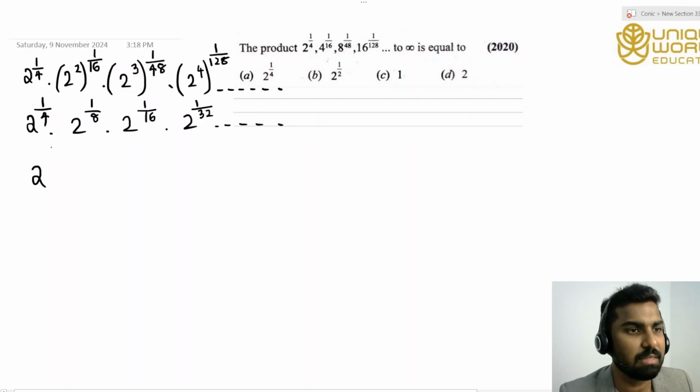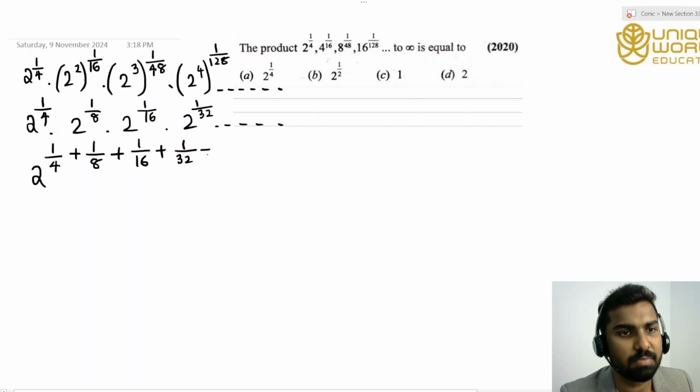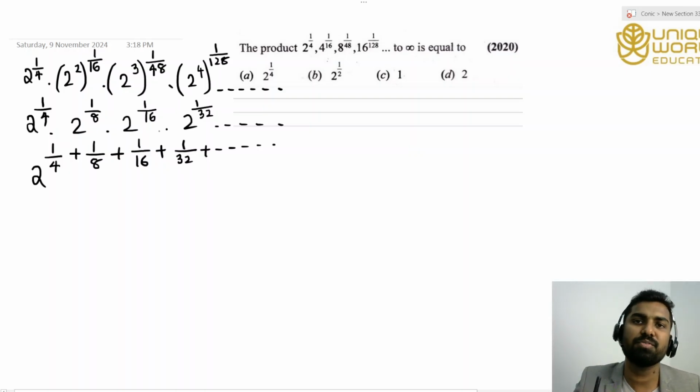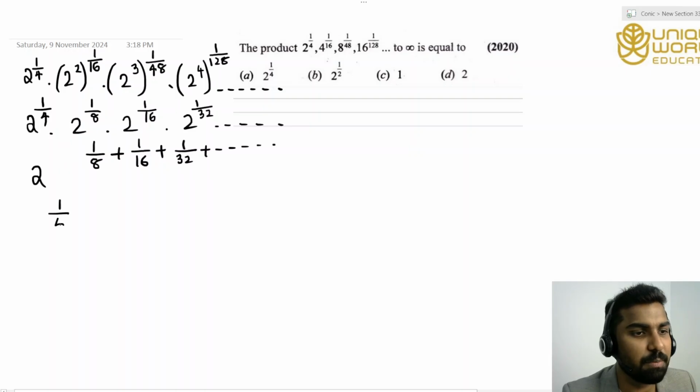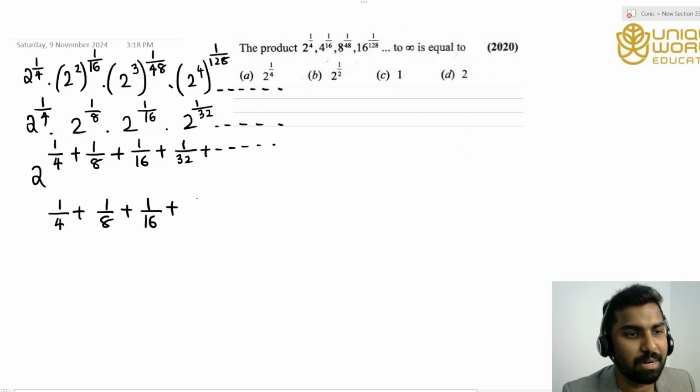2 to the power, this will become 1 by 4 plus 1 by 8 plus 1 by 16 plus 1 by 32, etc. It is going, right? So if you are observing this, on the power 1 by 4 plus 1 by 8 plus 1 by 16 plus 1 by 32, interesting, right? This will become a GP. What kind of GP is this one? 1 by 4, yes, 1 by 4 plus 1 by 8 plus 1 by 16 plus 1 by 32.